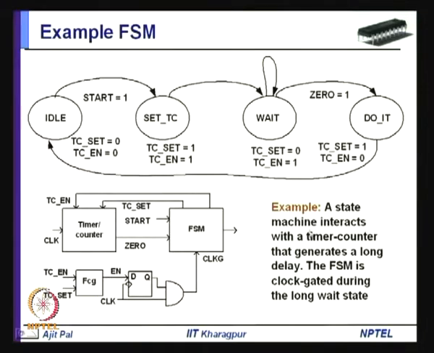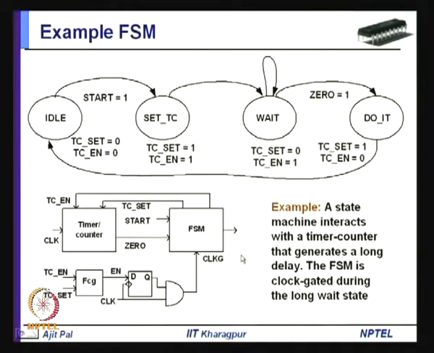So, in this example, a state machine interacts with a timer counter that generates a long delay. This timer counter is essentially generating a long delay, that is the countdown period, and the FSM is clock gated during these long wait cycles. So, there is power saving in this finite state machine, and also in this part of the circuit which the FSM is driving, because there is no transition here, and you can inhibit the inputs to the succeeding stage with the help of this output.